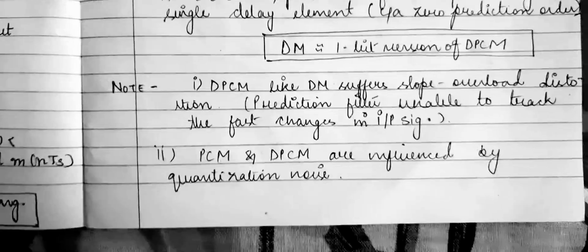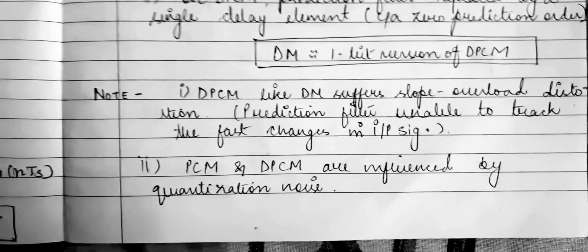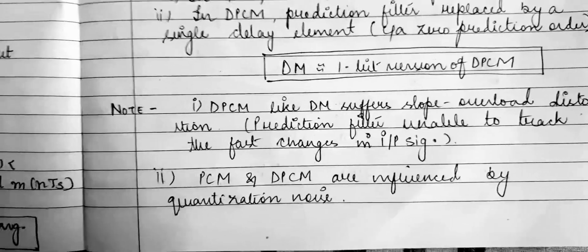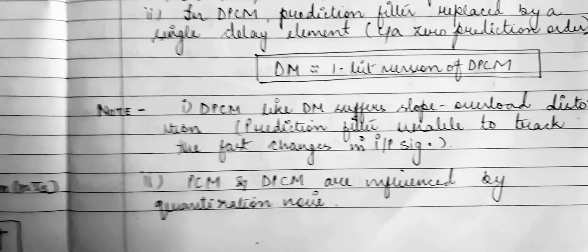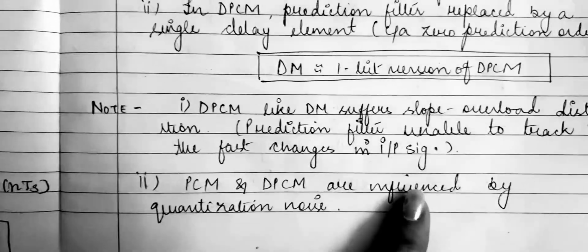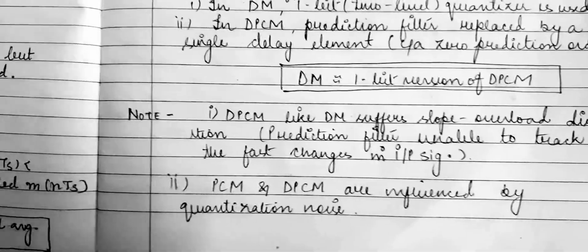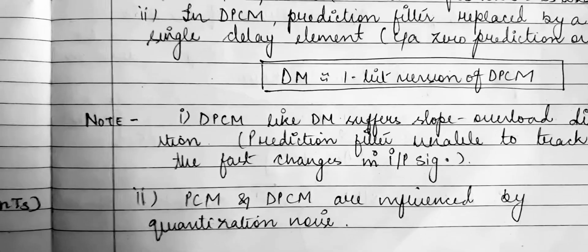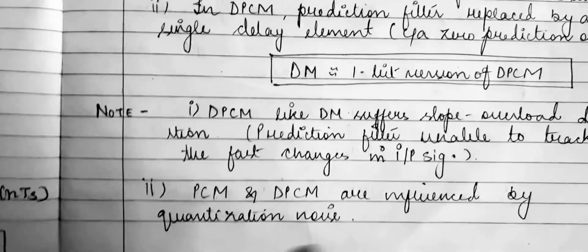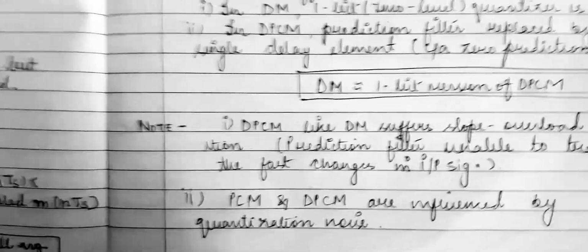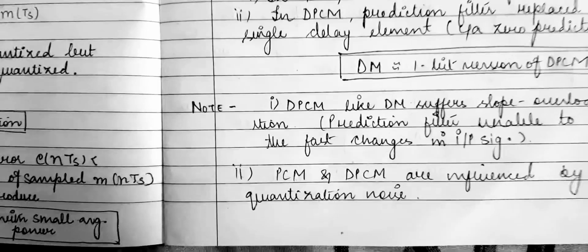We note one more point, that DPCM, like delta modulation, suffers from slope overload distortion because the prediction filter is unable to track the fast changes in the input signal. Second, both pulse code modulation and differential pulse code modulation are influenced by quantization noise. So this was all about your DPCM.